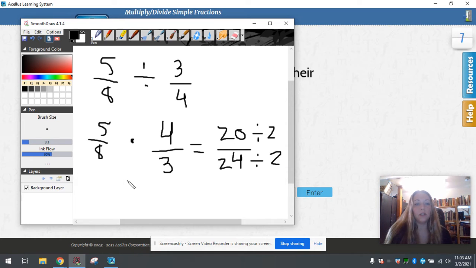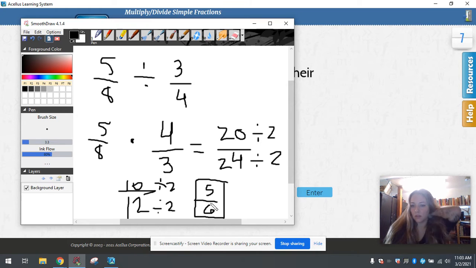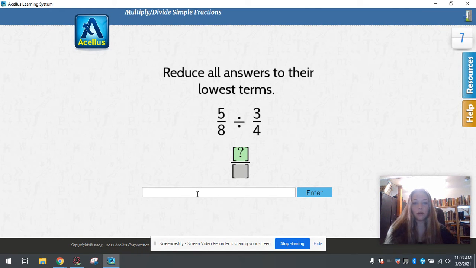Okay, 20 divided by 2 gives me 10. 24 divided by 2 gives me 12. Again, I still have two even numbers, so I'm going to divide by 2 again. 10 divided by 2 gives me 5. 12 divided by 2 gives me 6. So that is reduced. They're not both even, and they don't have any more common factors that we can divide them by. So my answer is 5/6.